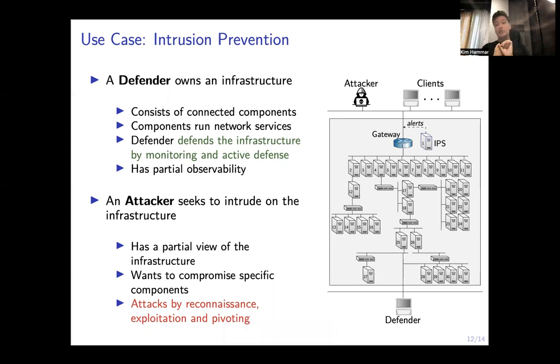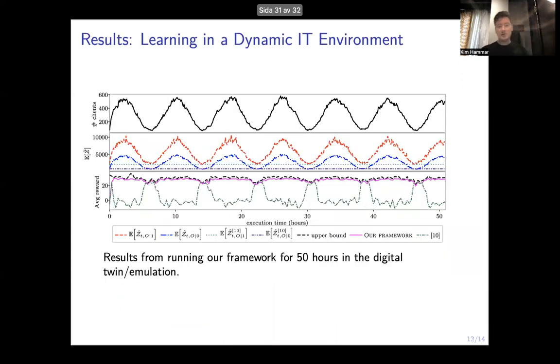Secondly, we also want to know, given that we have learned how to defend against the attack, can we then update this policy dynamically when the attacker changes? We ran this for 50 hours in our testbed. We can focus here on the bottom plot, which shows the performance of our method in comparison with baselines. The performance of our method is shown in pink, the performance of the theoretically optimal, in this case, is shown in the dashed black line, and the performance of the baseline method, or the previous state of the art, is shown in the green line.